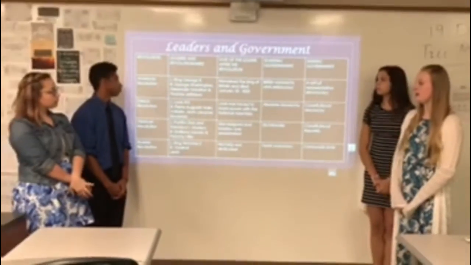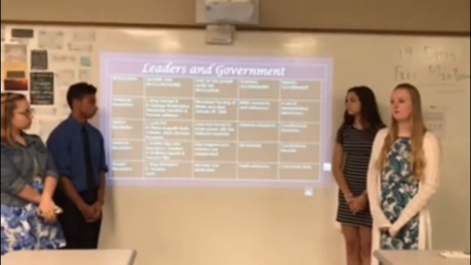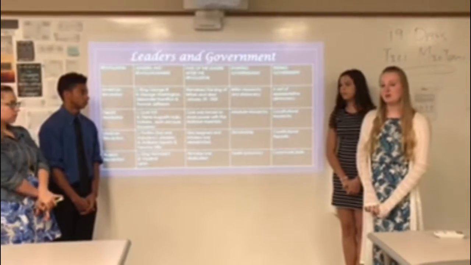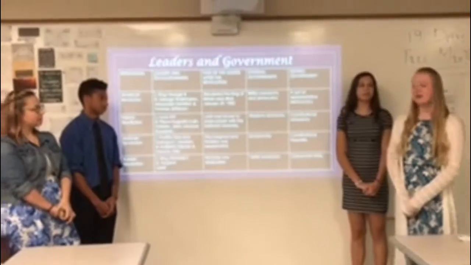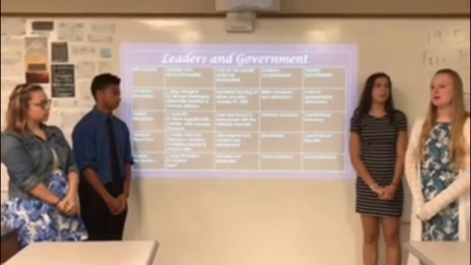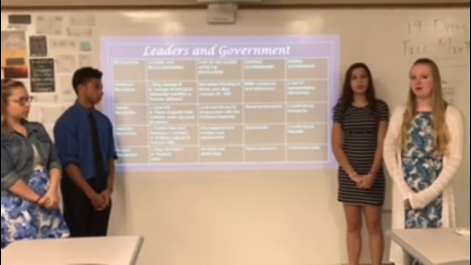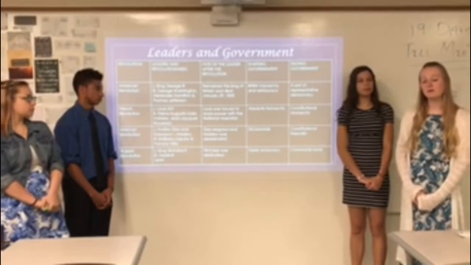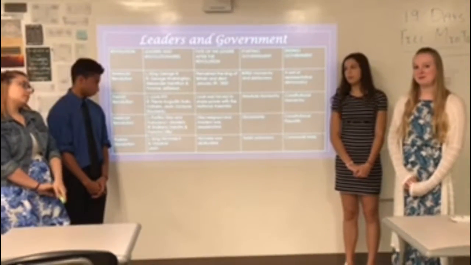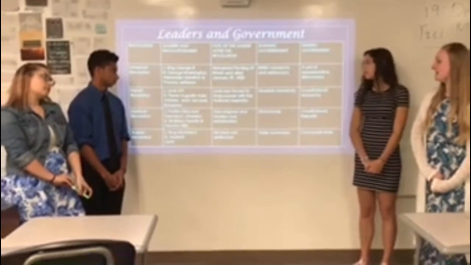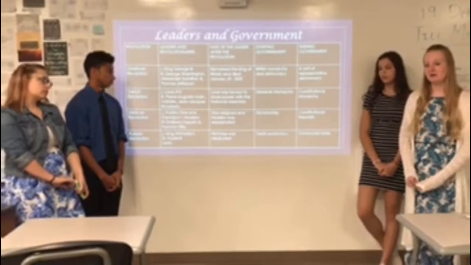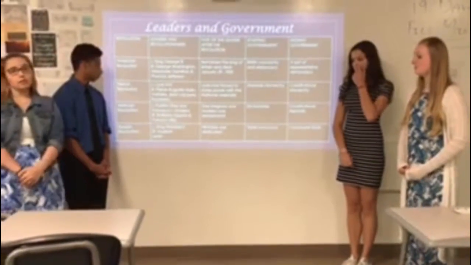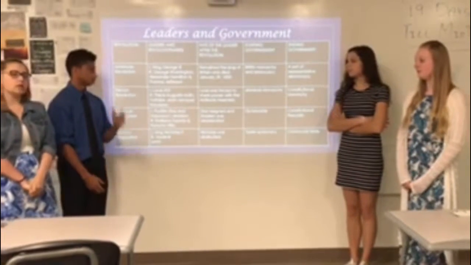The leader of the American Revolution was King George III. Some of the revolutionaries were George Washington, Thomas Jefferson, and Alexander Hamilton. The fate of the leader after the revolution was that King George still stayed the king, but he was not favored by the Americans. The starting government was a monarchy and aristocracy, and the ending was a democracy/republic.